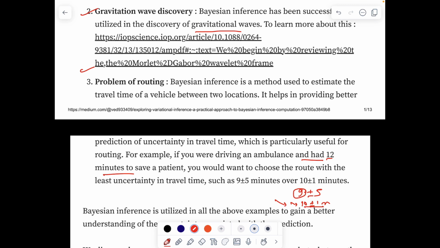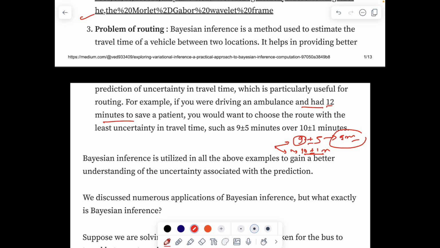Obviously you will choose the other route because it is more certain. Although the mean time it is taking is 10 minutes, there is more certainty around that time, rather than choosing the 9-minute route, because in the worst case you can end up losing that patient, and you don't want that, right? This is a very risky situation, and in most risky situations you need to have that confidence interval. Bayesian inference is utilized to gain a better understanding of the uncertainty associated with each prediction.